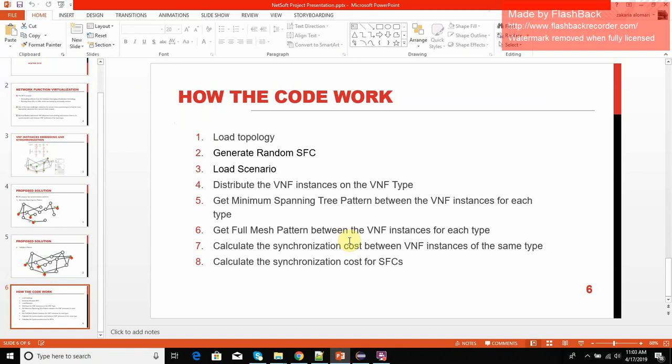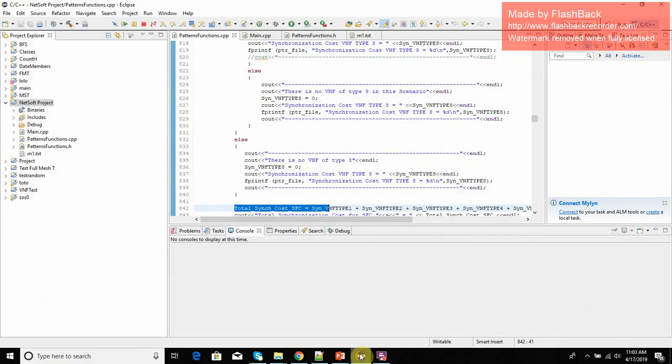After that, we have to get the patterns, the minimum spanning tree pattern and the full mesh pattern. Finally, we have to calculate the synchronization cost between VNF instances of the same type and the synchronization cost for the service function. Let's go to the code. Okay, let's go through the functions.